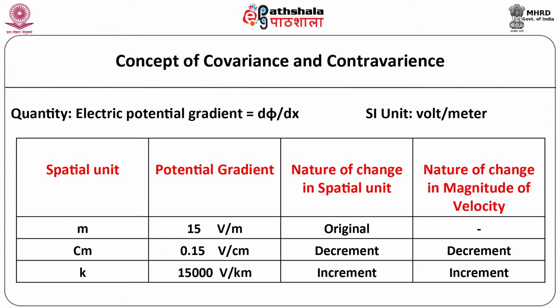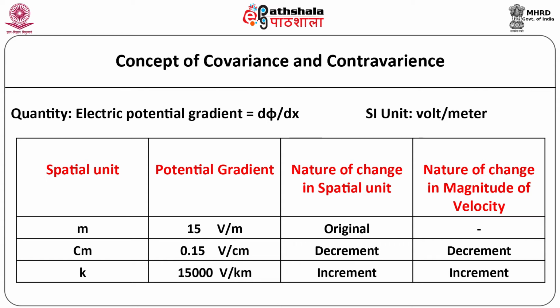Now, let us have a look at the contents of the table regarding potential gradient dφ/dx. Here we observe that when the distance scale is decreased from meter to centimeter, the magnitude of the gradient also decreases. When the scale is increased from meter to kilometer, the magnitude of potential gradient also increases. Thus, the magnitude of potential gradient varies in accordance with the change in distance scale. We describe this fact by saying that potential gradient is a covariant vector quantity.